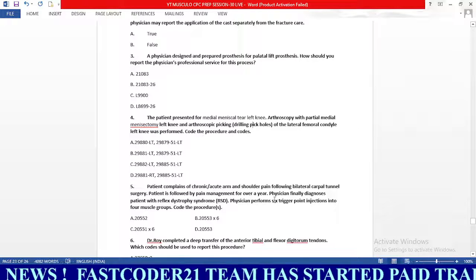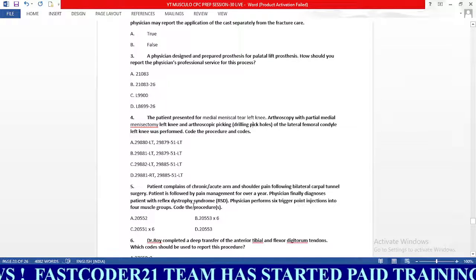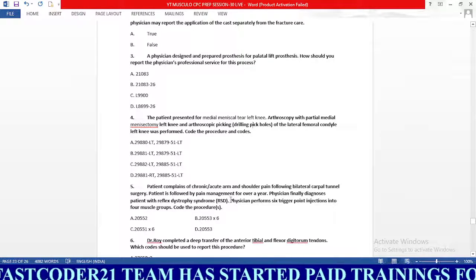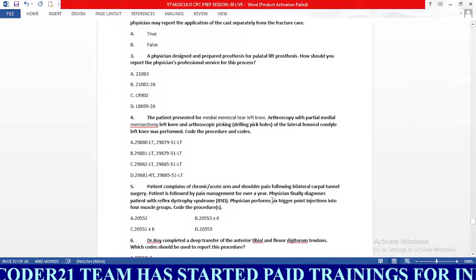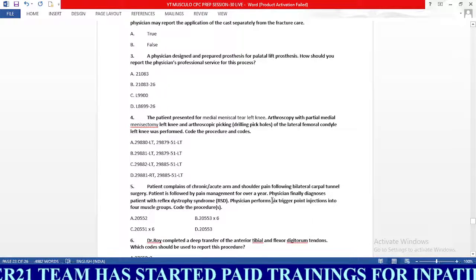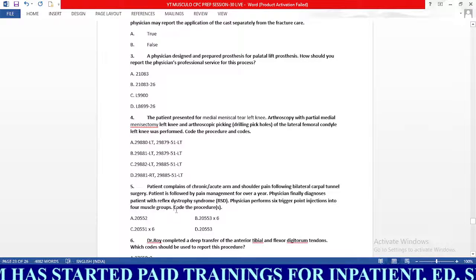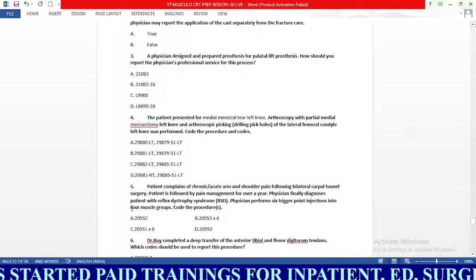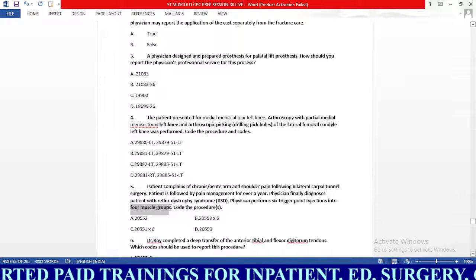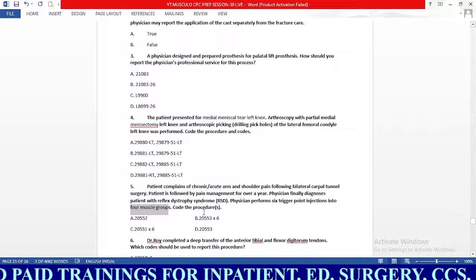Physician performs 6 trigger point injections into 4 muscle groups. So here 6 trigger point injection into 4 muscle groups is the keyword. So our total question answer depends on this one only. So this is the most important keyword.